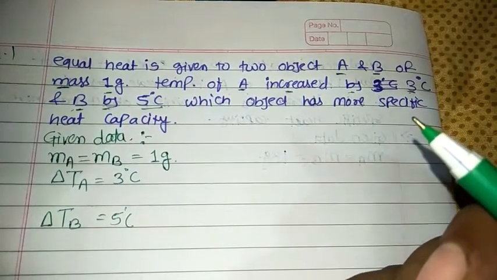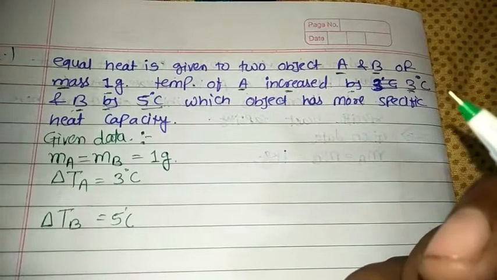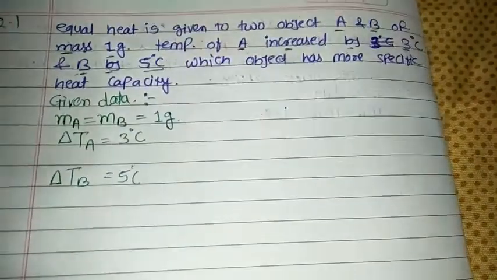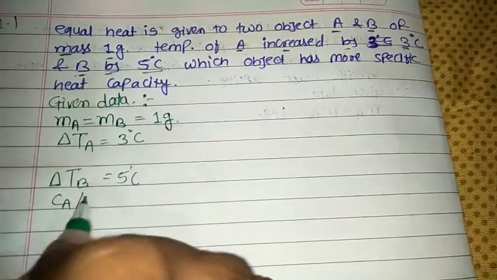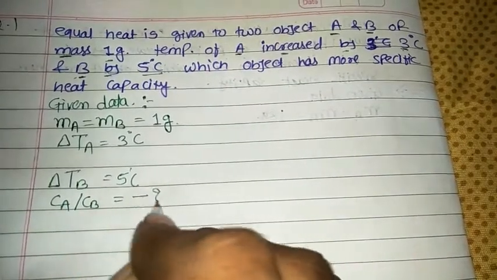Now we have to find out Ca upon Cb. What do we have to find out over here, students? We have to find out the specific heat capacity of A divided by the specific heat capacity of B. This is equal to question mark.